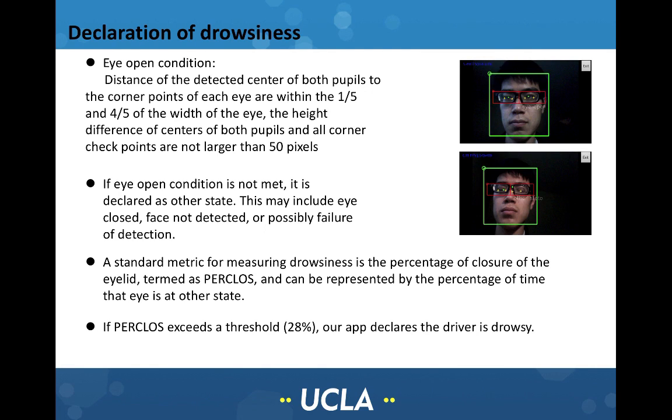A standard metric for measuring drowsiness is the percentage of closure of the eyelid, termed PERCLOS, and can be represented by the percentage of time that the eye is in other state. If PERCLOS exceeds a threshold, 28%, our app declares the driver is drowsy. The figure at the top shows that the driver's eye is open. This one at the bottom shows that the driver's eye is in other state.